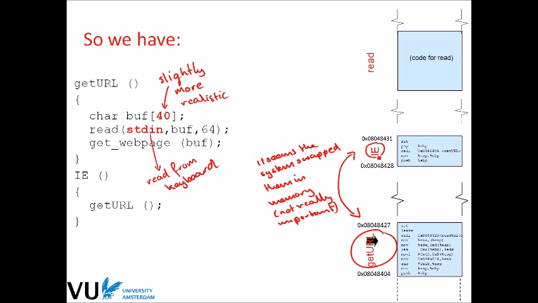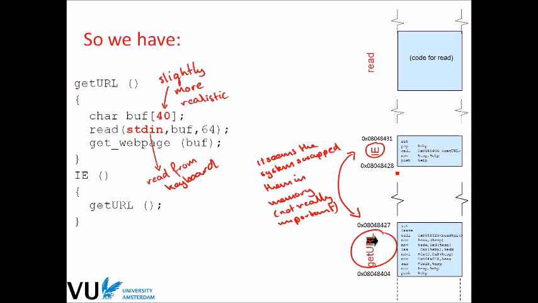The other thing that we see is that the functions IE and getURL have been swapped in memory, right? So in our previous representation, we had IE at the bottom and getURL above that. Well, it just so happens that the system put them in a different order. So the addresses of getURL are lower than the addresses of IE. We have all the instructions there.